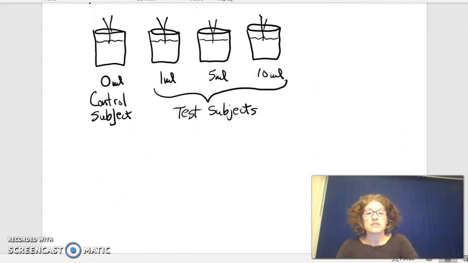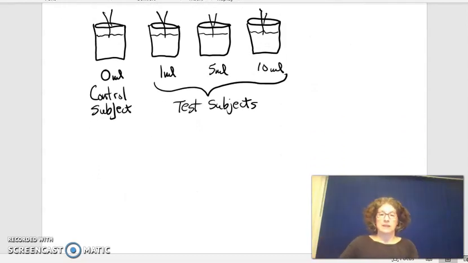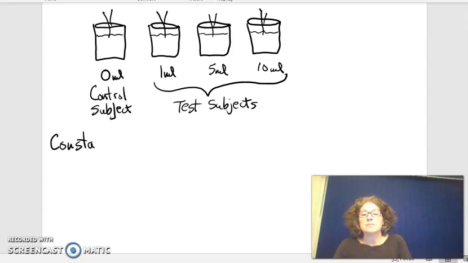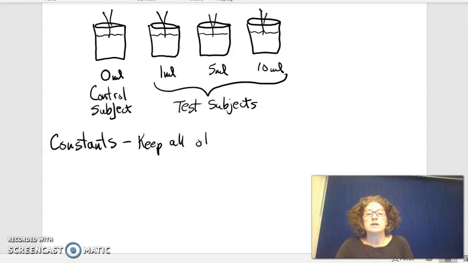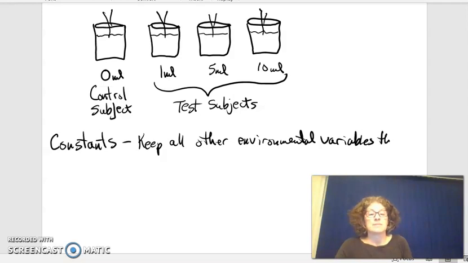The other very, very important part of a controlled lab experiment, and the advantage of a lab experiment, is that you have something called constants. You can keep all other variables around these plants constant. Everything else that you're doing with these plants, except for the amount of fertilizer you're giving them, is the same. So you keep all other environmental variables the same.